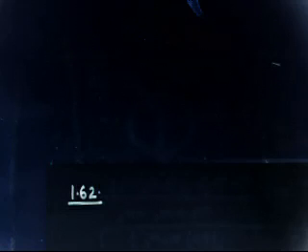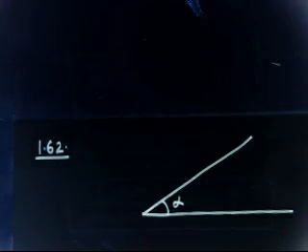And let us discuss the next problem. This is a pretty easy problem. So 1.62. I think all of you can do this problem. So there is an inclined plane and the angle is given as alpha. So the question says a small object was launched up an inclined plane that makes angle alpha against the horizontal.